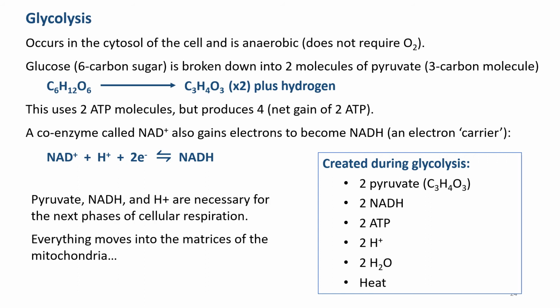Pyruvate, NADH and H+, as I said, are necessary for the next phases of cellular respiration. And that all then moves into the matrix of a mitochondrion, or matrices of the mitochondria. And that's really all you need to know about glycolysis. We're not going to go through it in any detail other than that, because at the end of the day, it doesn't produce much ATP anyway.